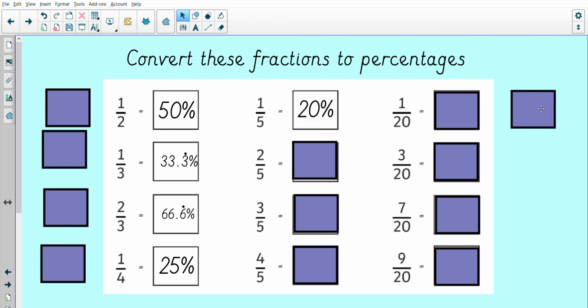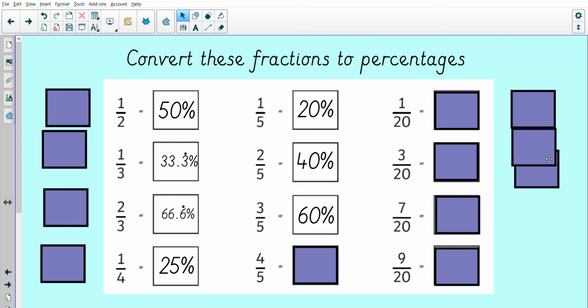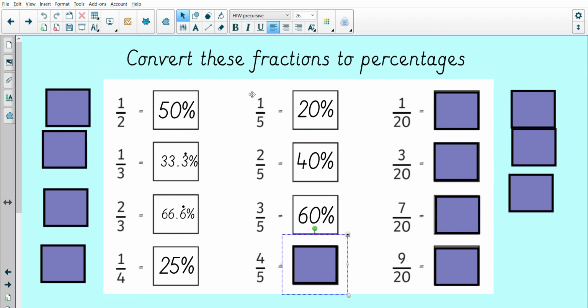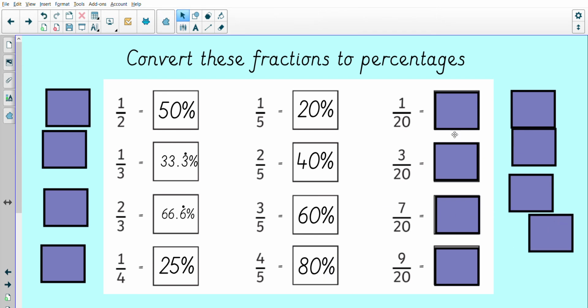1/5 is 20%. 2/5 are 40%. 3/5 are 60%. Can you see the pattern here? And 4/5, well, 1/5 is 20, 2/5 40, 3/5 are 60, 4/5 are going to be 80. There we are. 1/20 is 5%.